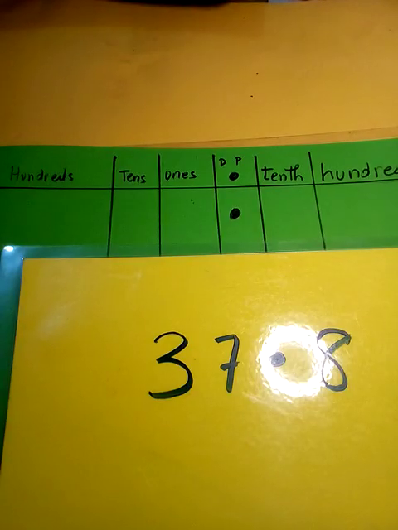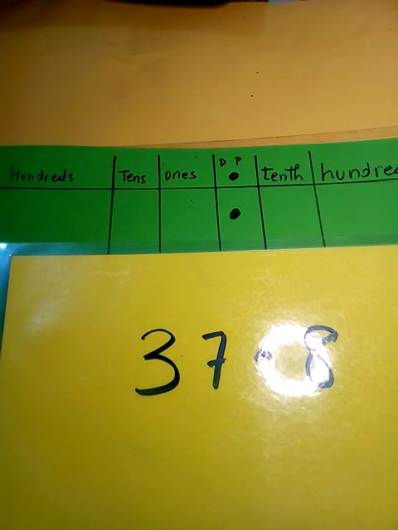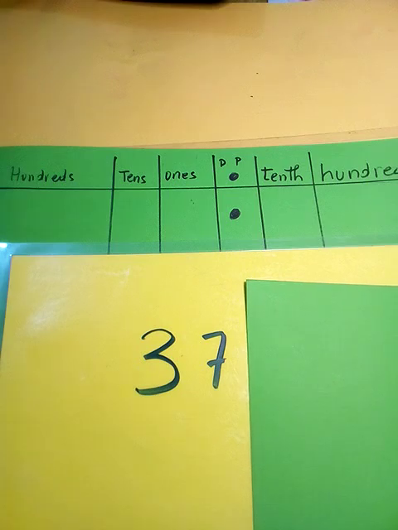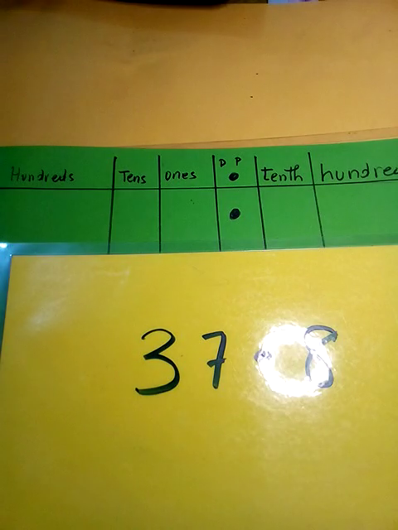But how do we represent numbers that are not whole numbers, for example, decimal numbers? There's provision for that in our number system place value chart. Once it's a whole number, we represent those digits on the left side of the place value chart. Once it's a decimal number, then we represent the digits on the right of the point, on the right side of the place value chart. So how do I represent 37.8?